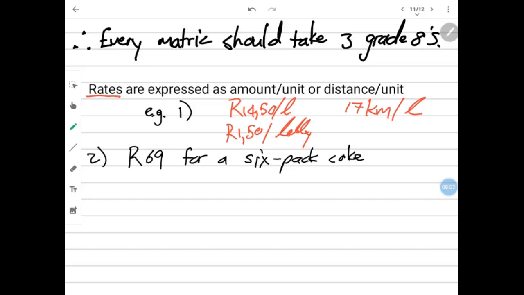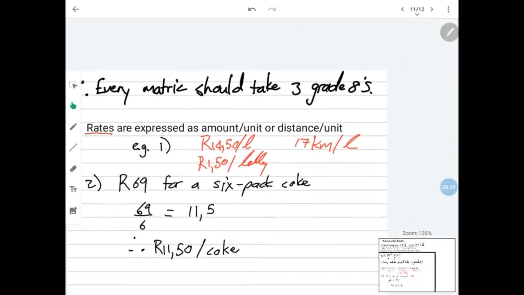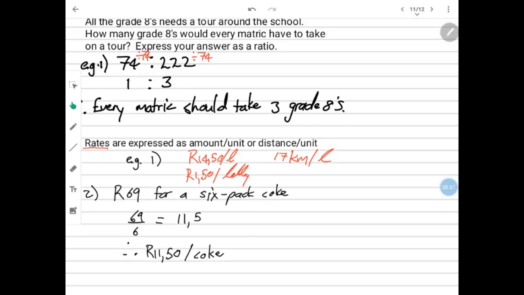So there's 6 Cokes, so we take 69 divided by 6, and we get, well, you can use a calculator if you want to, 11.5. So that means therefore we have 11 rand 50 per Coke. Do you see we have the front slash again? That front slash, so that's a rate. The moment you have that, you have a rate.